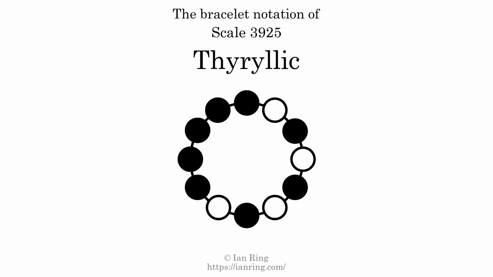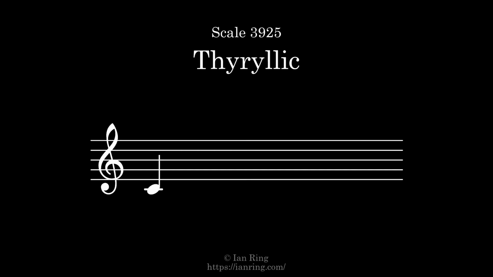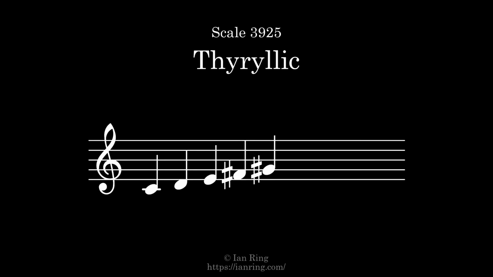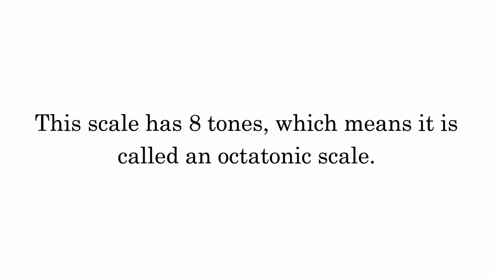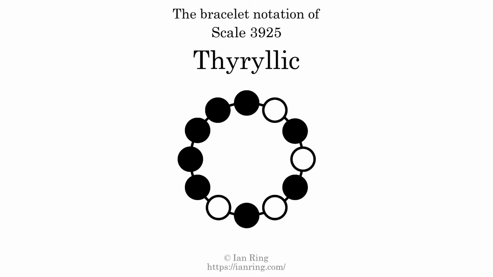3925, Thyryllic, which sounds like this. This scale has 8 tones, which means it is called an octatonic scale. This is a bracelet notation diagram of scale 3925. The shaded circles represent tones that appear in the scale, and they are read clockwise, starting at the top.